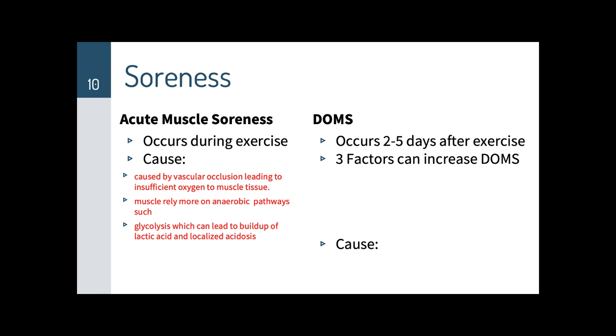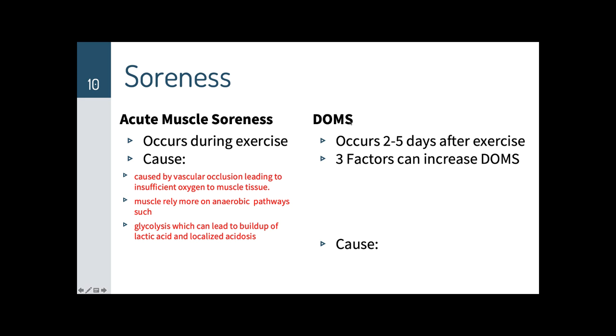So again, another reason we can experience acute muscle soreness is because when we are doing certain types of exercise, we rely more on anaerobic pathways, such as glycolysis, and lactic acid will build up when we're using those anaerobic pathways. So lactic acid and the presence of hydrogen ions could be a contributor to this, basically contributing to localized acidosis. So these are very acute things that happen in real time in the gym during your workout.